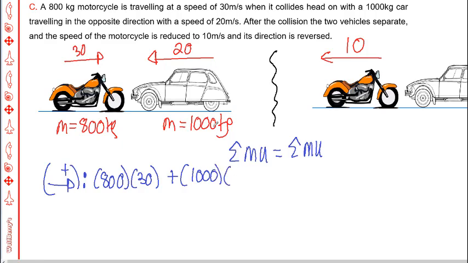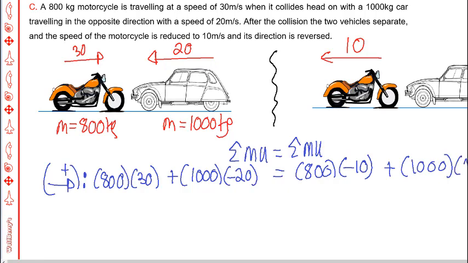multiplied by the speed of the car. Now since the speed of the car is in reverse or opposite to that, it's going to be minus 20. This is equal to the momentum after the collision. So the masses remain the same. Starting with the motorcycle, we know the speed is reversed, negative, and it's 10. Plus the mass of the car, which is 1000, multiplied by the speed. We don't know what happens to the car. This will tell us if it's positive or negative.